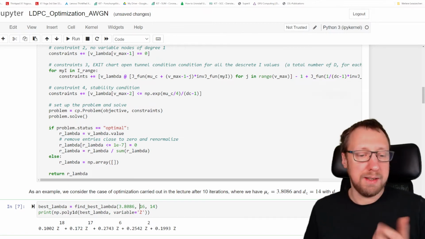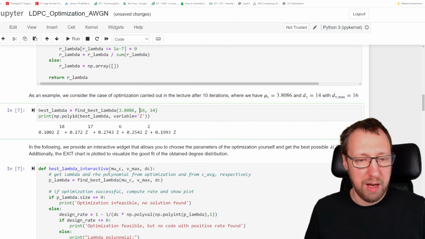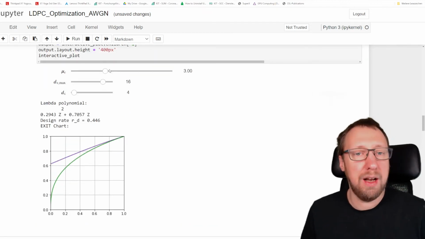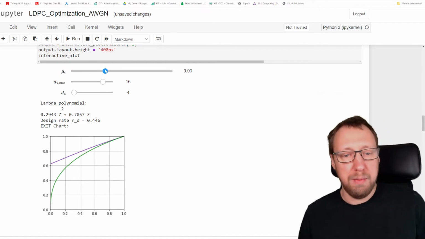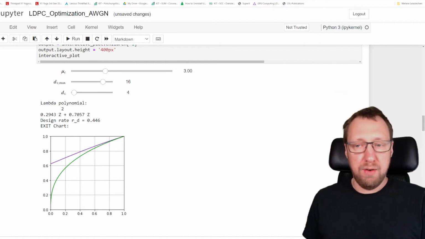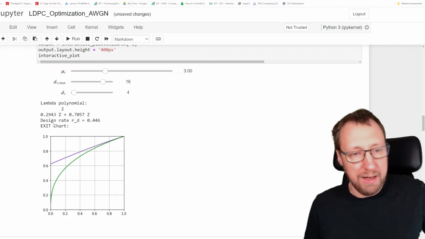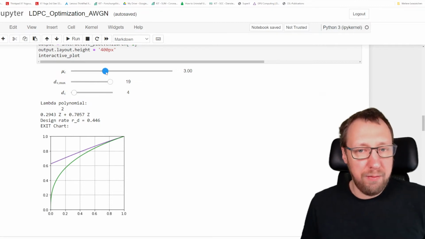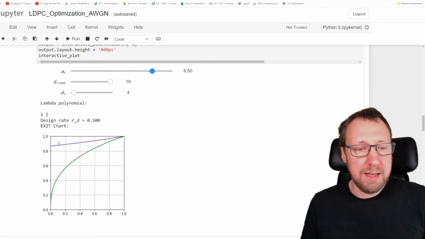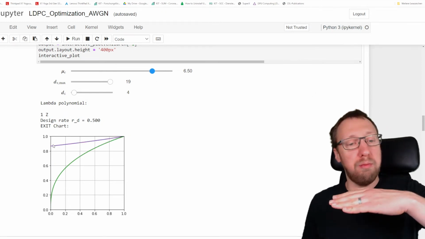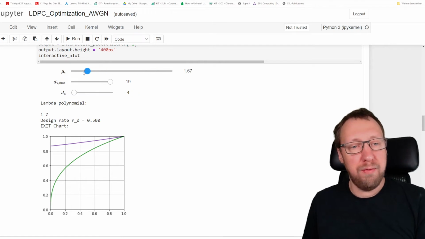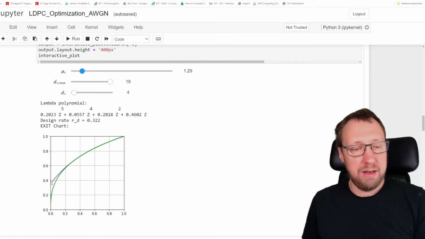Okay, so this is how we can find it. We can play around with this a little bit. Here we have a small widget. So we have the EXIT chart and the channel mean parameter. You can play around with the channel mean parameter as well, and then take a look at the resulting EXIT chart and the resulting polynomial. So we crank up dv max to 18. And if we increase the mu, you will see that the variable node curve will go up. So the initial point will move up because you will have a better channel. You will start with a higher mutual information from the beginning. If you decrease mu, you will have a lower initial mutual information and it becomes more challenging.